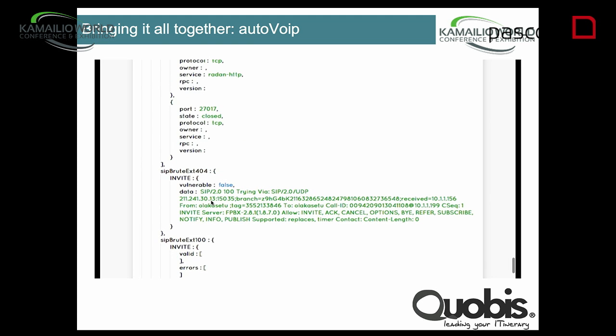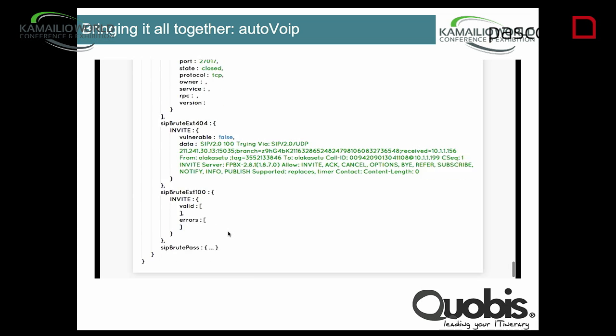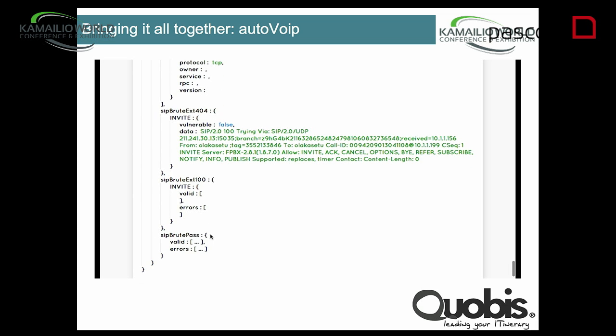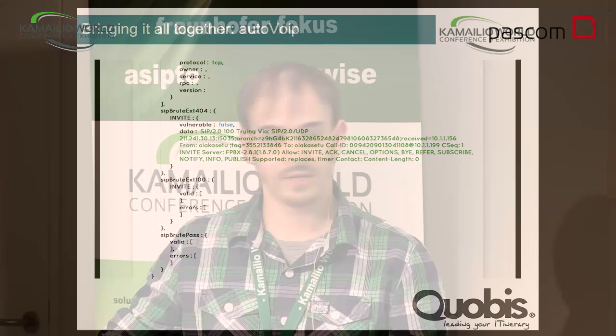This would allow us also, if we find, for example, that they have the 5038 port for the Asterisk Manager Interface, then that can lead us to check if we can access it.